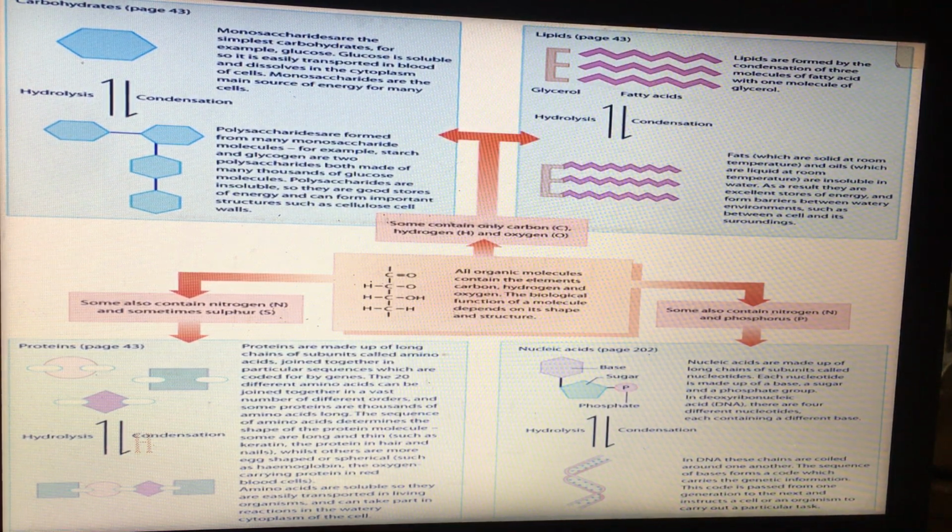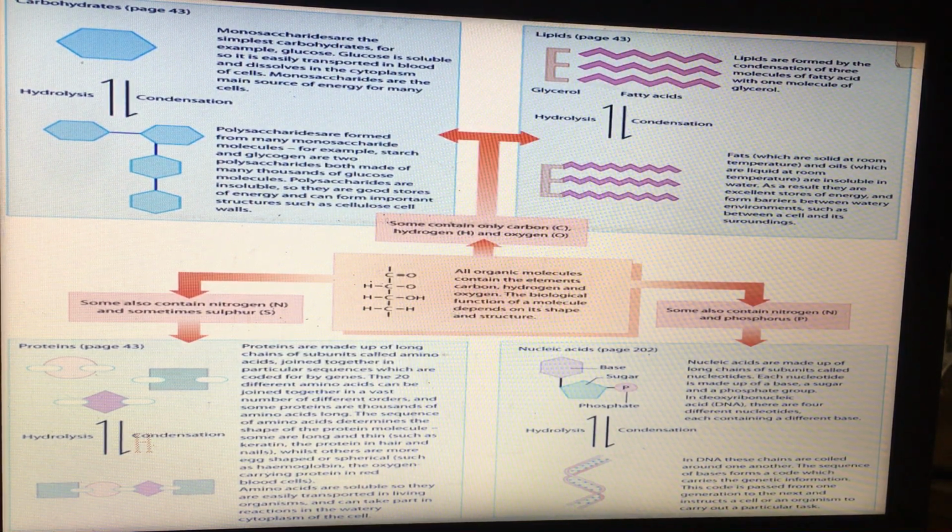The property of polysaccharides is that they are insoluble, so they are good stores of energy and can form important structures such as cellulose in cell walls. As we said before, the cell wall of plants is made of cellulose, which is made of polysaccharides, and polysaccharides are insoluble, so they are good stores of energy.